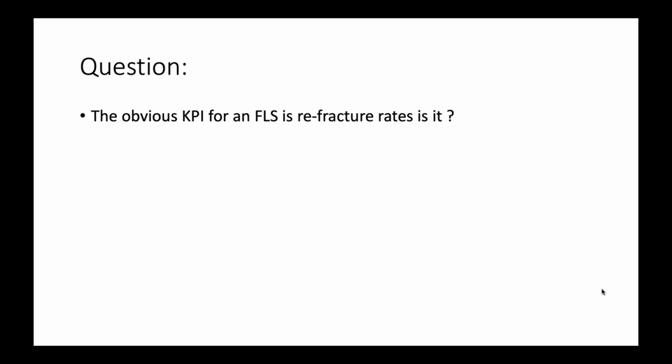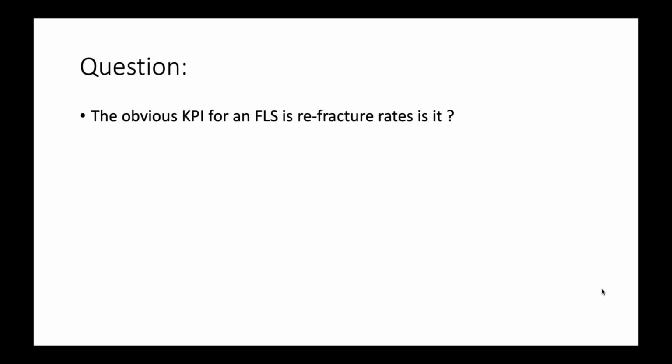But first, I'd like to challenge him, and I would like to ask him this. The obvious key performance indicator for a fracture liaison service is to prevent fracture, isn't it? So just measuring refracture rates in a given FLS should be sufficient to know if you're delivering good service to the patients. Cass, is it as simple as that, or do we need to do more?